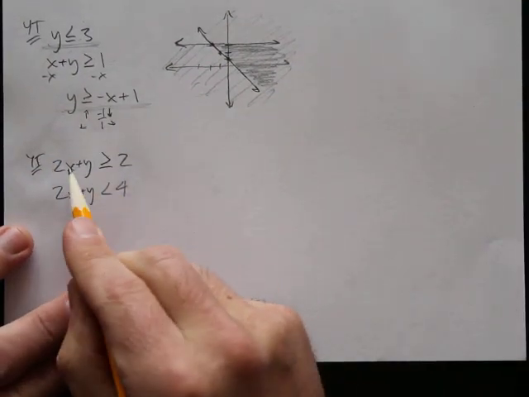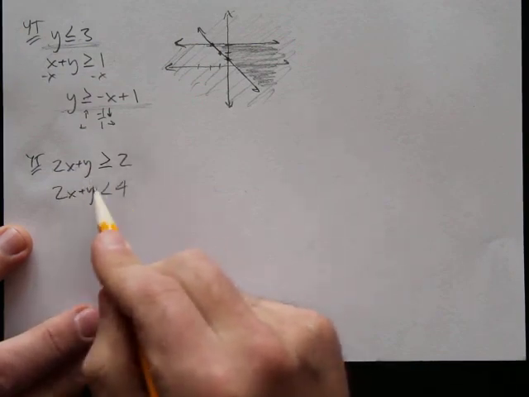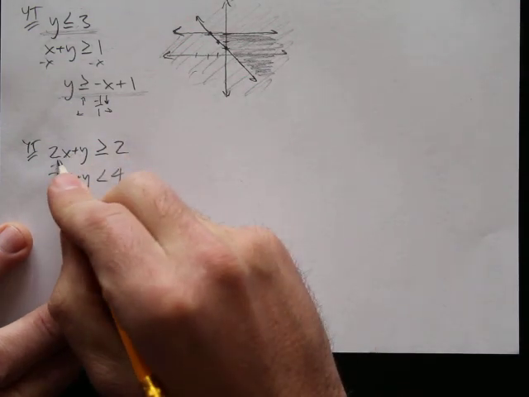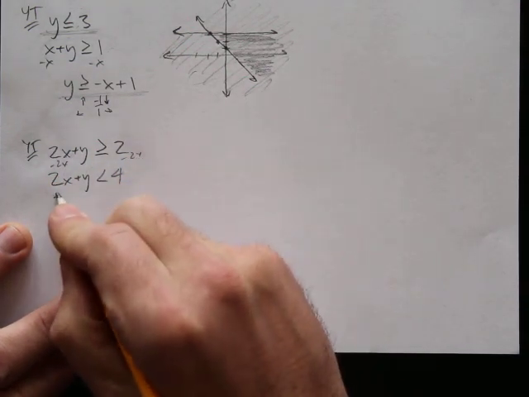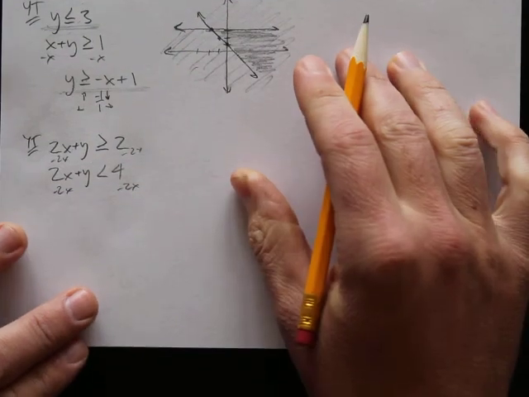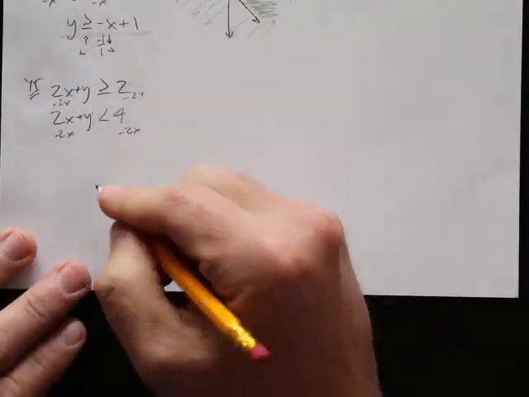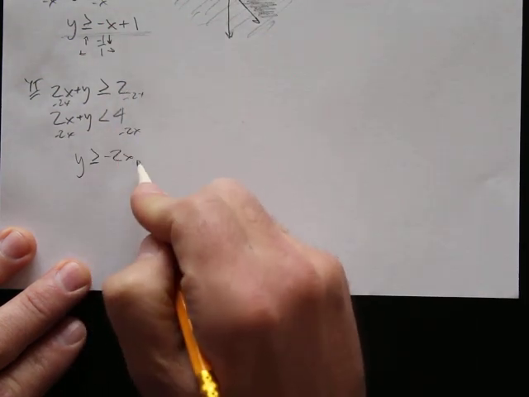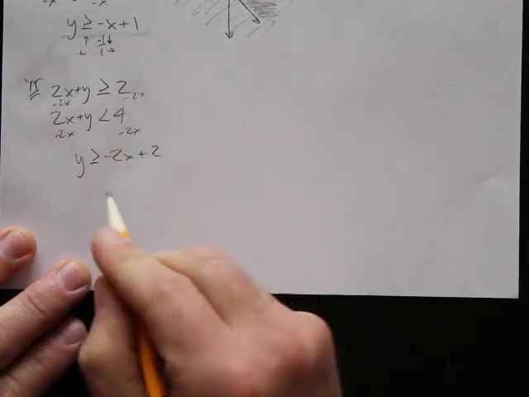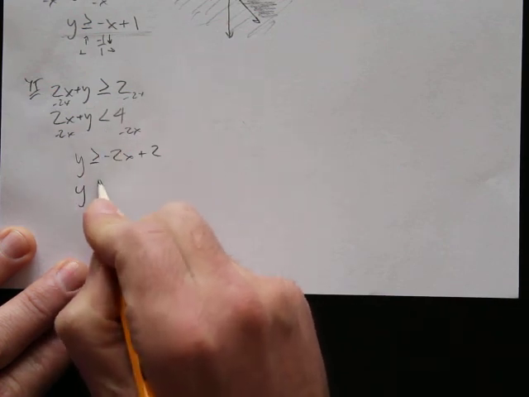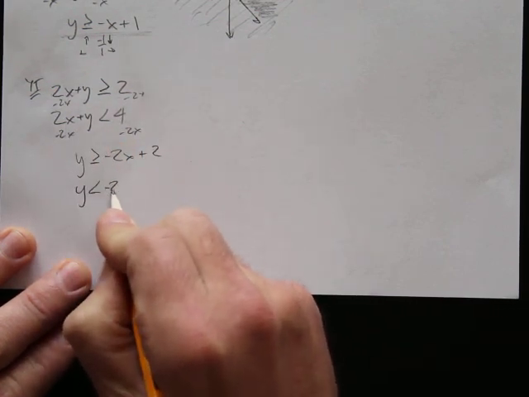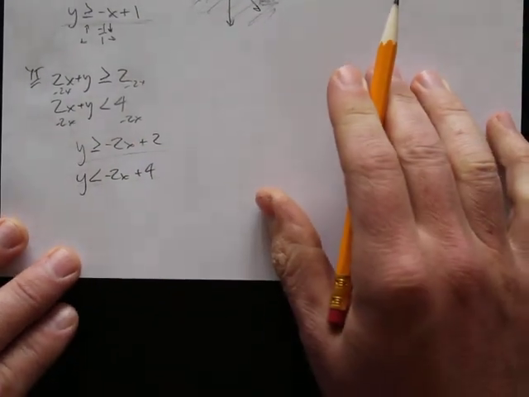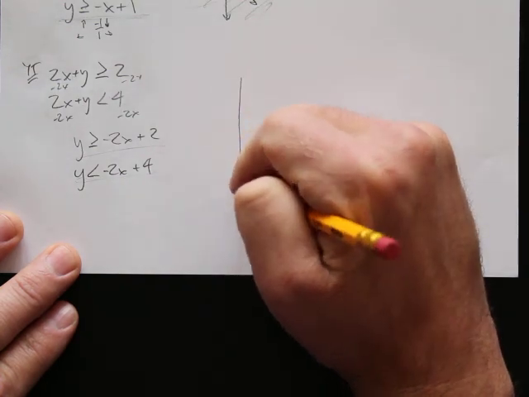Let's look at this next one. So I'm going to subtract 2x from both sides of both of these, so I'm just going to rewrite this as if I did that. So minus 2x, minus 2x, minus 2x, minus 2x. So I'm going to just rewrite that underneath here. So y is greater than or equal to negative 2x plus 2. That's the one on the top. And then y is less than negative 2x plus 4. So there's my system of inequalities that I'm going to be graphing now.